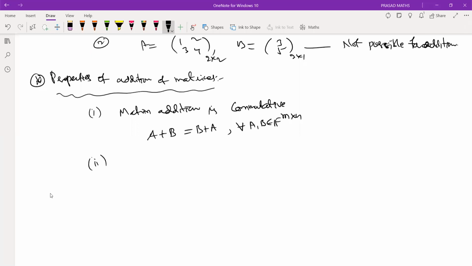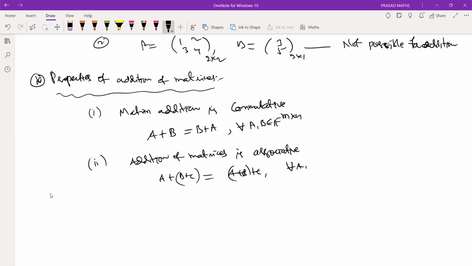Second, matrix addition is associative. That means you take A, you take B, you take C. If you add B plus C and then add to A, it is the same as A plus B plus C. This is true for any three matrices. So addition of matrices is always associative.